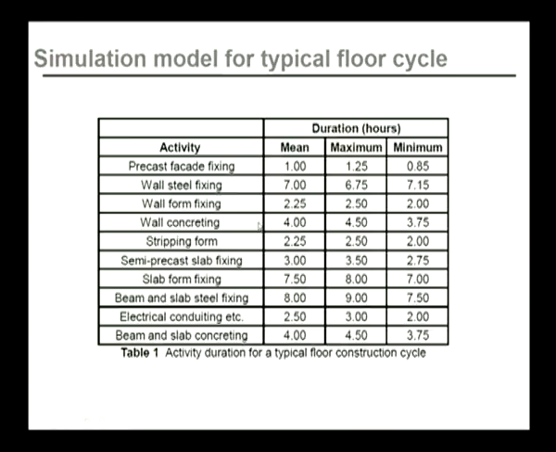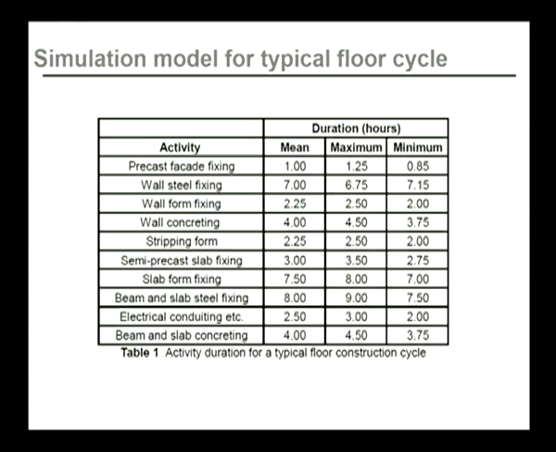The duration is divided into three parts: a mean duration, a maximum duration, and a minimum duration. So, for example, in these activities, as we go through, there are precast facade fixing, wall steel fixing, wall form fixing, wall concreting, stripping form, semi-precast slab fixing, slab form fixing, beam and slab steel fixing, electrical conduiting, and beam and slab concreting. All these activities are important for a typical floor construction cycle.